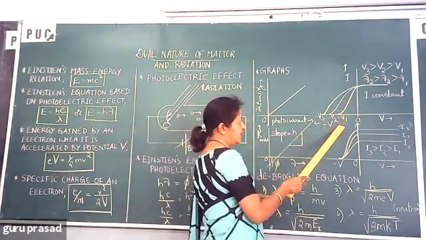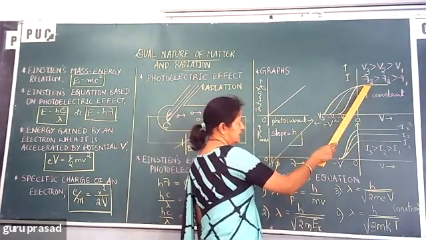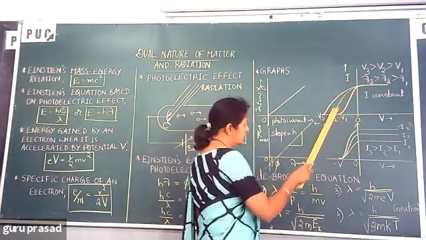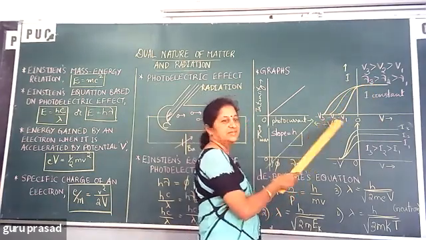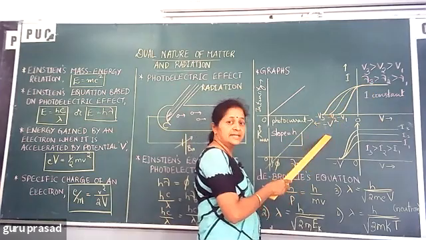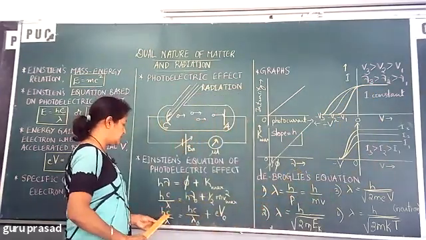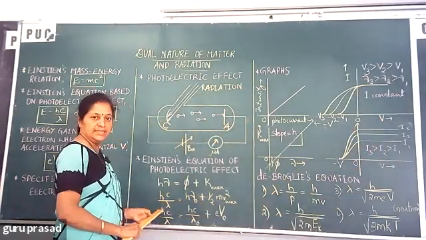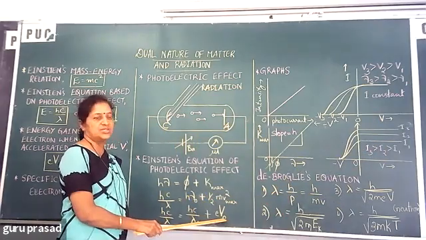This graph indicates, for one particular intensity, you see here, there are 3 different stopping potentials. This indicates that the incident radiation's frequency changes, which leads to different stopping potentials.